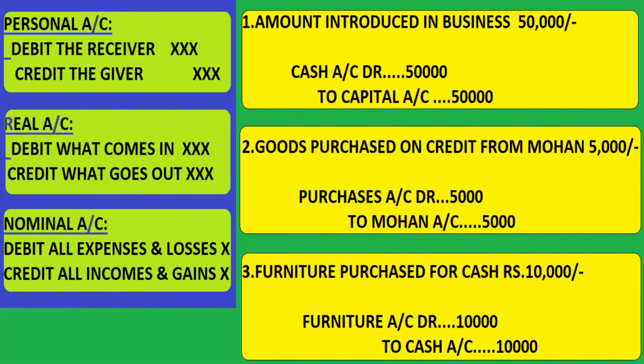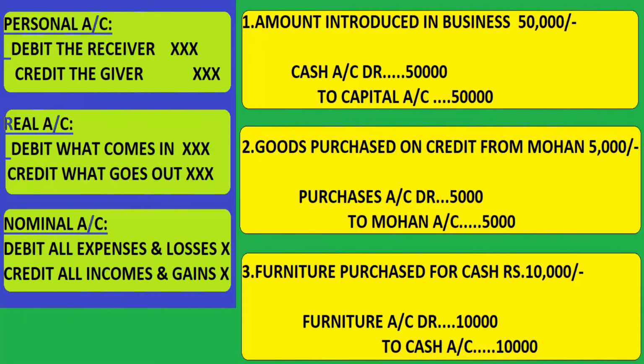The third transaction is furniture purchased for cash rupees 10,000. What are the two aspects? First one is furniture and second one is cash. These two items belong to real account. So debit what comes in? Furniture came in. So furniture account debtor to credit what goes out? Cash went out. So credit cash account. The entry becomes furniture account debtor 10,000 to cash account 10,000.